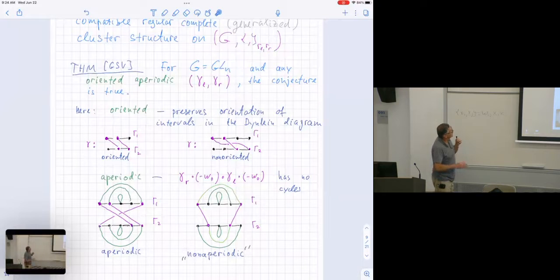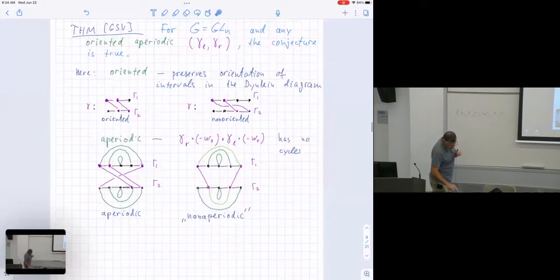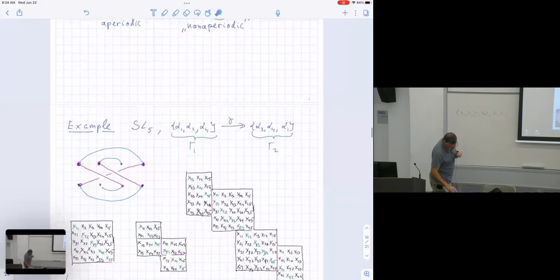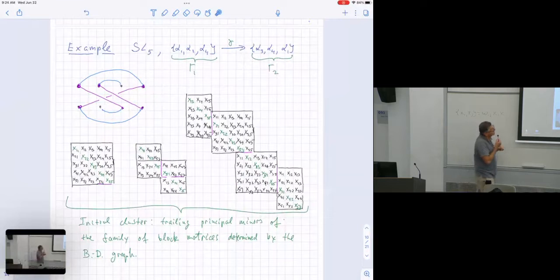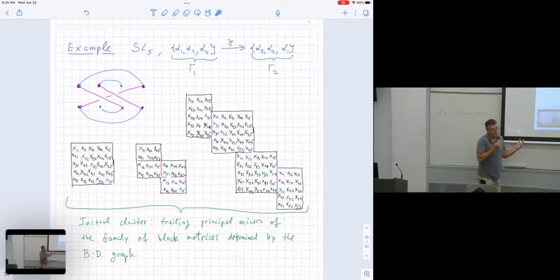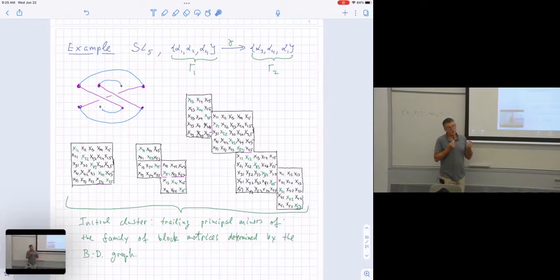All right, so this is what we did. We proved this theorem. Maybe I should show you by example how this works. So here's an example. I'm in SL5. I have gamma 1, gamma 2 consisting of 2 roots. And what I need to do is at least give you an initial system of coordinates, which will have this nice Poisson brackets with respect to this complicated quadratic bracket. And here's the answer, and it looks very strange, but it works.